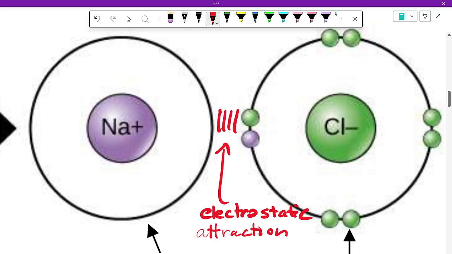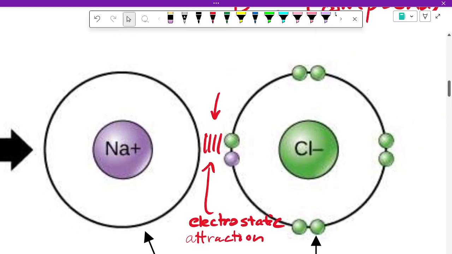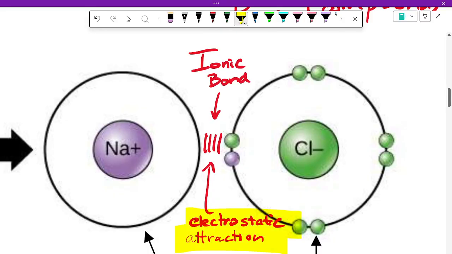And that particular electrostatic attraction is called what? It's between the sodium ion and the chloride ion. That is an ionic bond. That electrostatic attraction is the ionic bond. Again, this is review for your test.